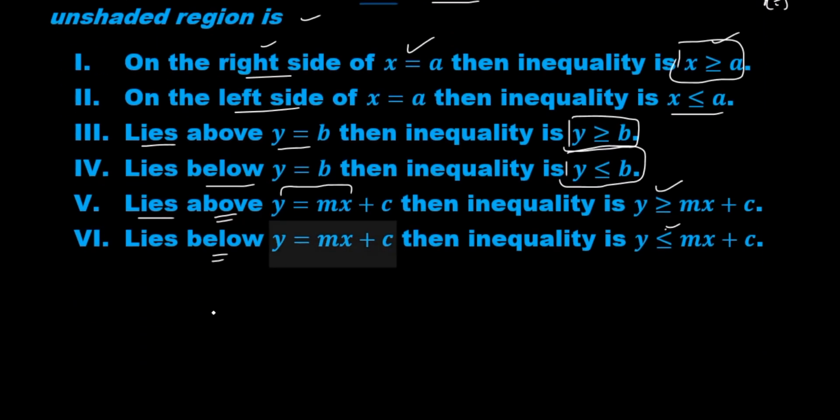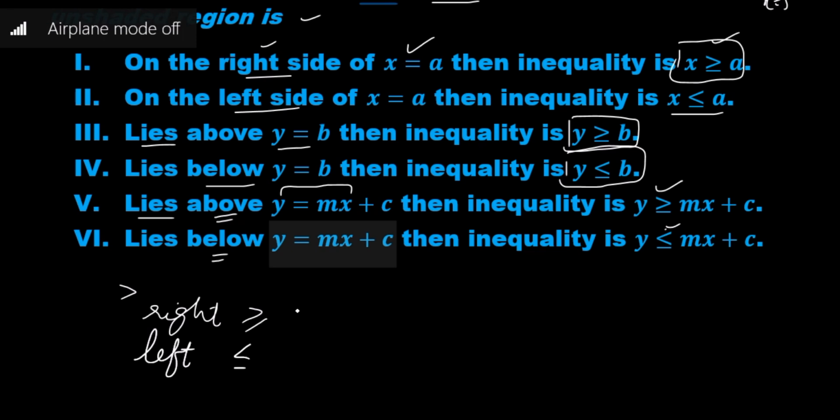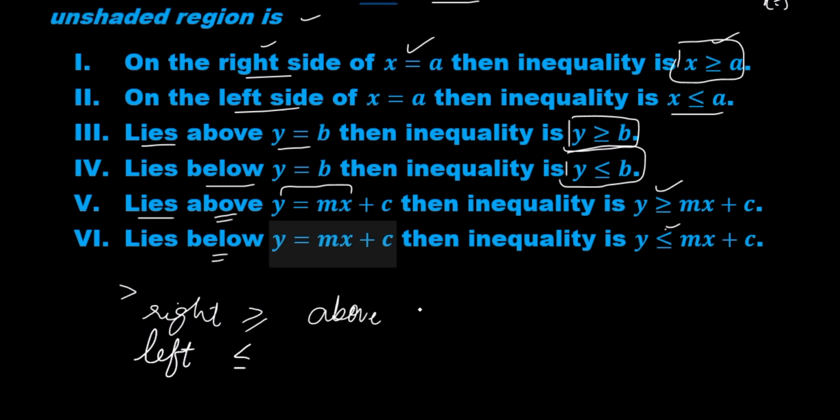From these key points, you can observe that when the unshaded region is on the right, for the right side we will use the greater than or equal sign. For the left side we will use the less than or equal sign. And if the unshaded region lies above, then again we will use the greater than or equal sign. And if the unshaded region lies below the line, then again we will use the less than or equal sign.